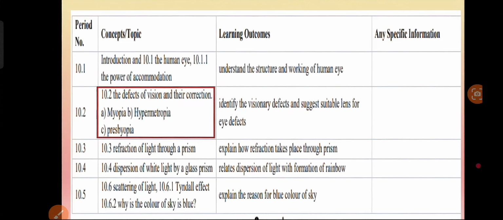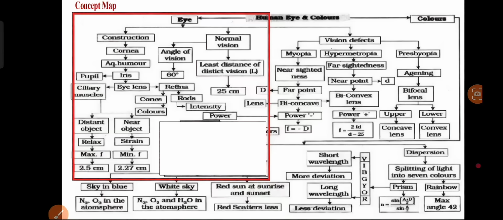Today we are going to discuss the second period, that is 10.2, the defects of vision and their correction, that is myopia, hypermetropia and presbyopia. The learning outcome is also very specific for the second period: identify the vision defects and suggest a suitable lens for the eye defects. While teaching in the real classroom scenario, we have to take care whether we are going to achieve this learning outcome or not. According to that, we have to change our teaching learning strategies.